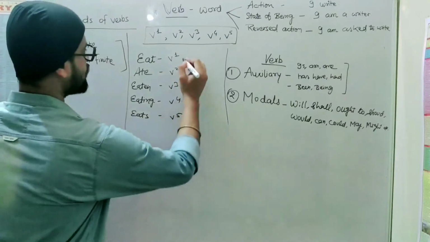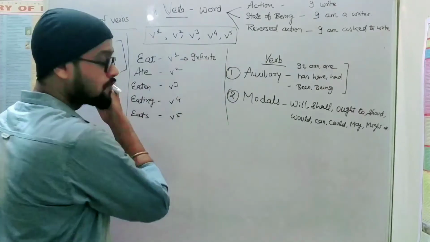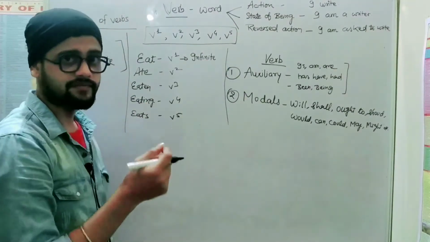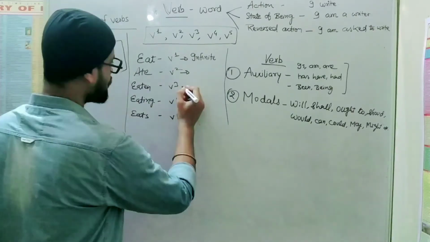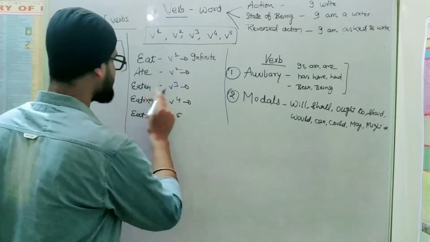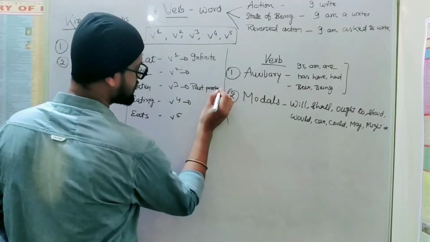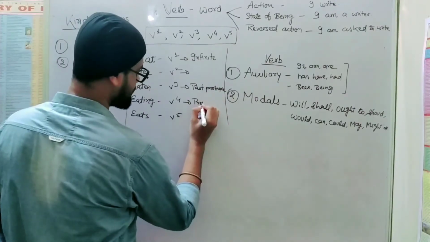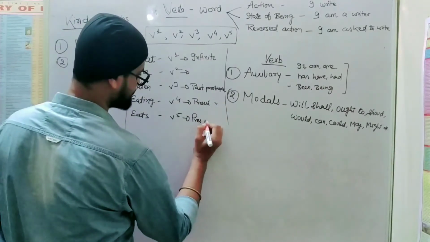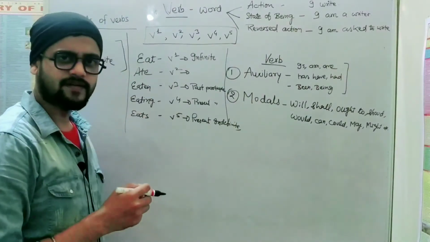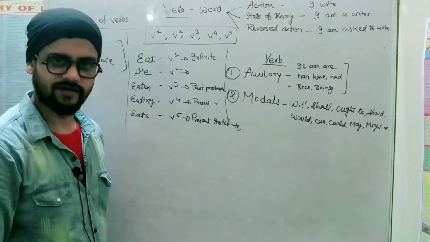See, V1 works as an infinitive sometimes. I'll explain what I'm saying. V1 is basically your infinitive. V2 is basically used in past tenses. V3 is your past participle, and V4 is your present participle, and V5 is used in present indefinite. I'm sure you must have read about tenses where you generally use all these terms, V1, V2, V3, V4 and V5, correct?